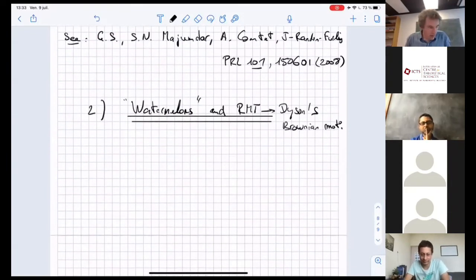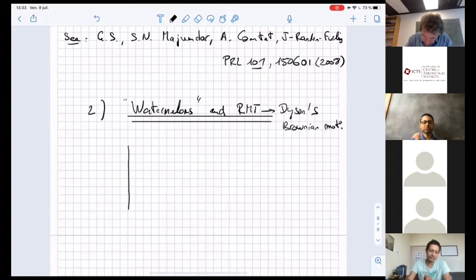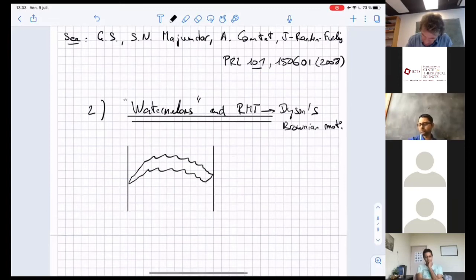Right, so again, what I would like to study is this sort of peculiar trajectories, where basically all my Brownian motions start and end at the same point. So I would like to have something like that. This is the watermelon configuration.